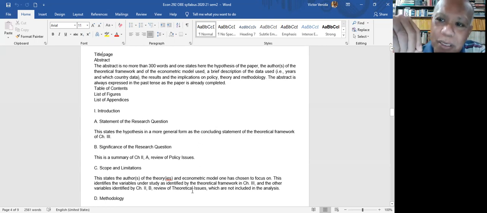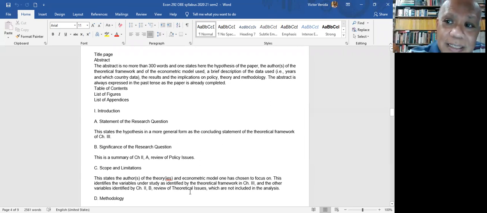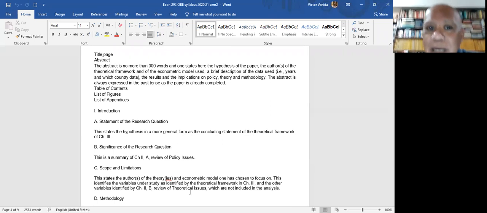So you have a title page, the blank page. Then you have your dedication page, which is optional. The acknowledgements, which is optional. But the next is required, and this is the abstract. So you have the abstract, all caps, and then you write down the abstract. The abstract is no more than 300 words. And in the abstract, you state your hypothesis, the theoretical framework, econometric model used, brief description of the data used, okay, results and the implications in policy, theory and methodology.